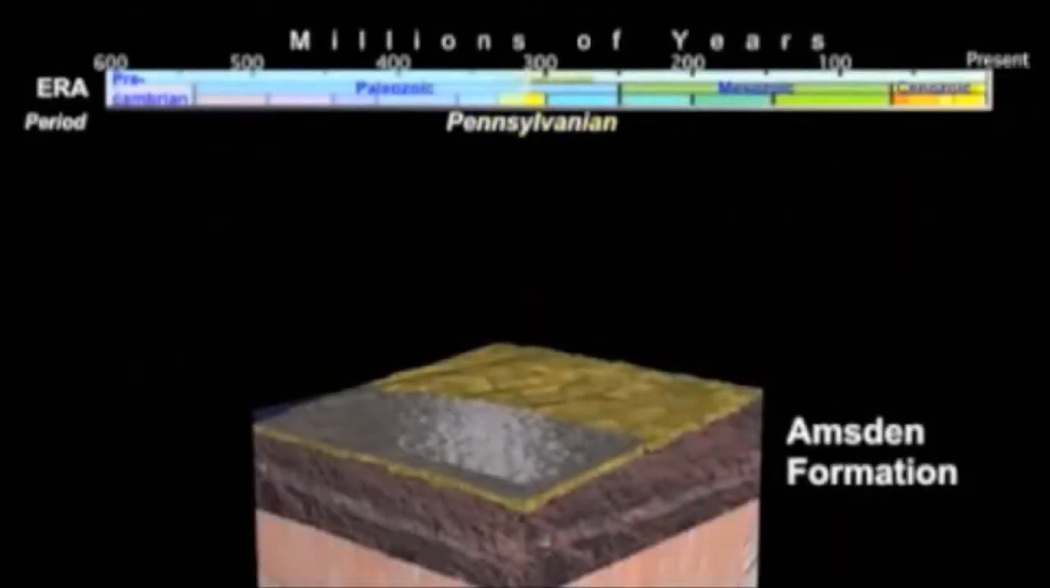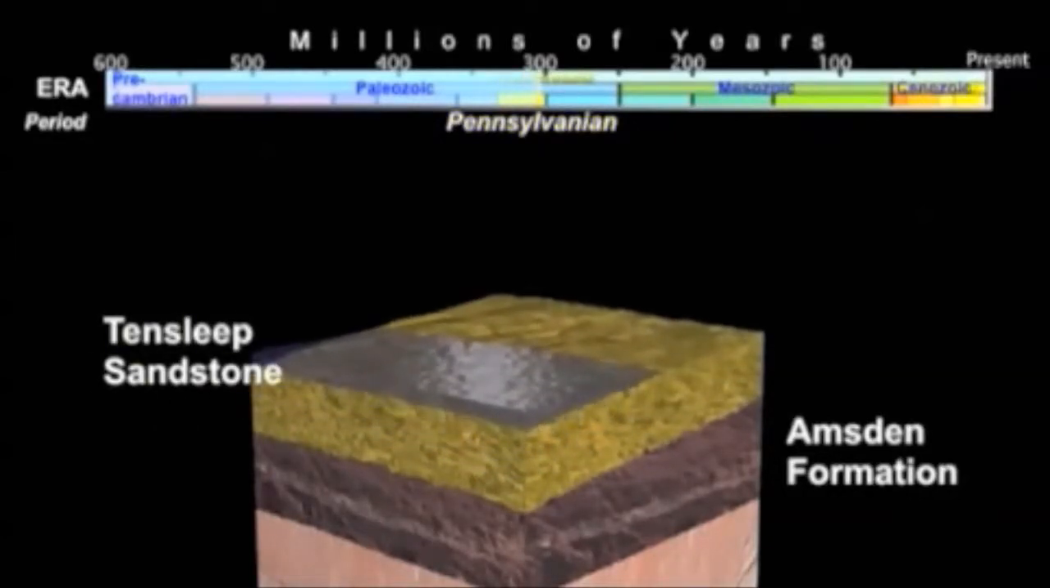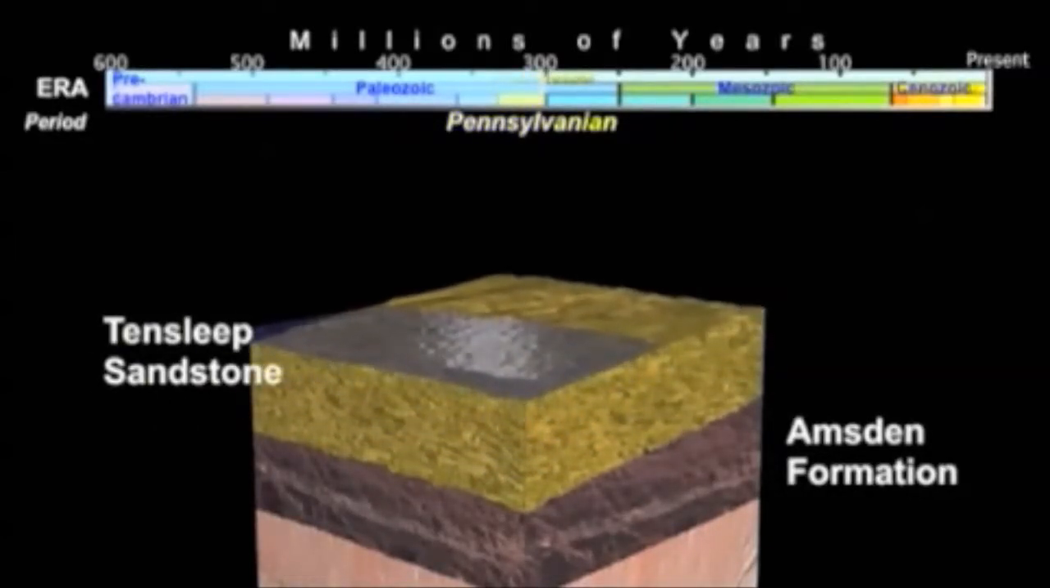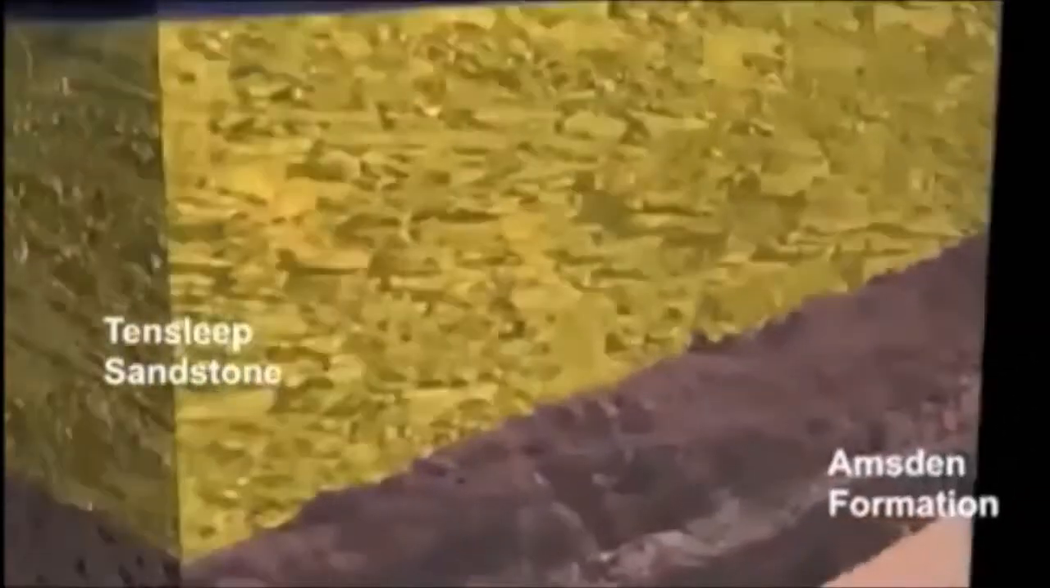Later in the Pennsylvanian period, beaches and dunes formed. These make up the Ten Sleep sandstone. The convoluted base of the Ten Sleep illustrates the impact of high-energy waves on the Amsden surface.